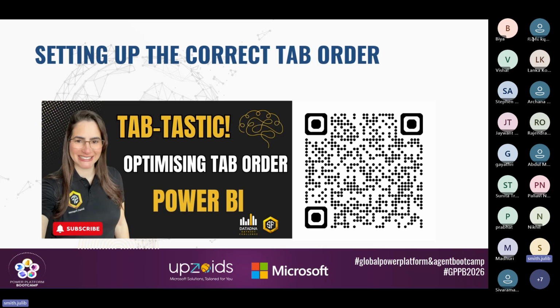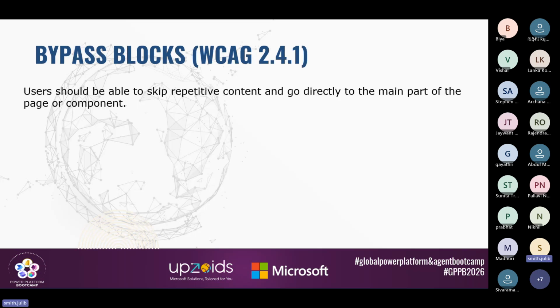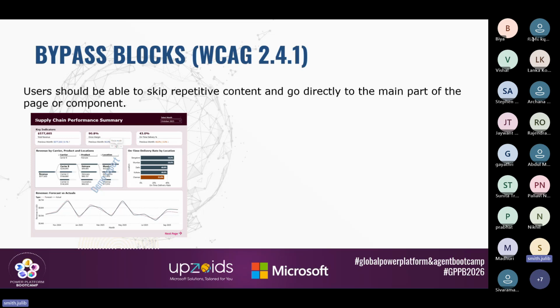Next WCAG criteria is bypass blocks. And that means that the user should be able to skip repetitive content and go directly to the main part of a page or a component. Now, Power BI has something called focus mode. By default, you don't have to configure it, at least on all the native visuals.